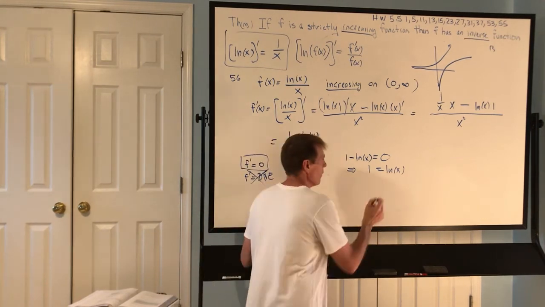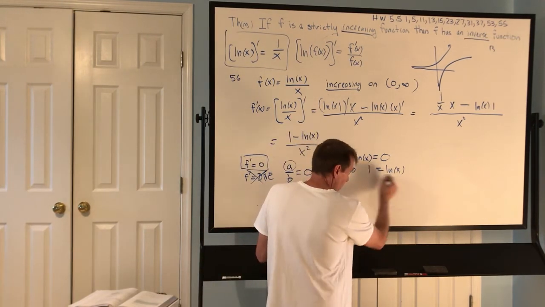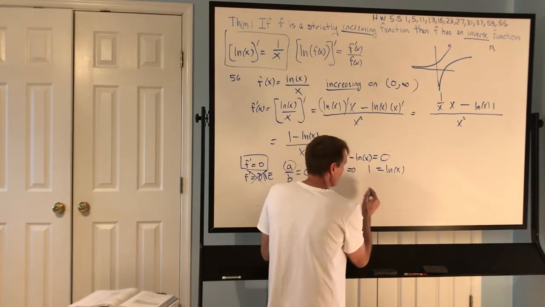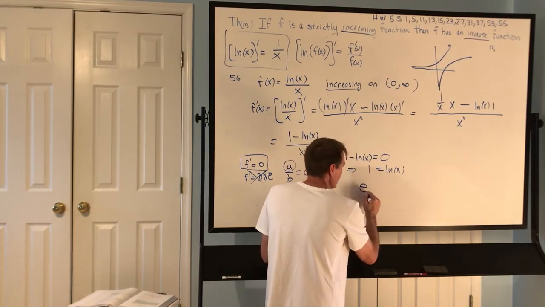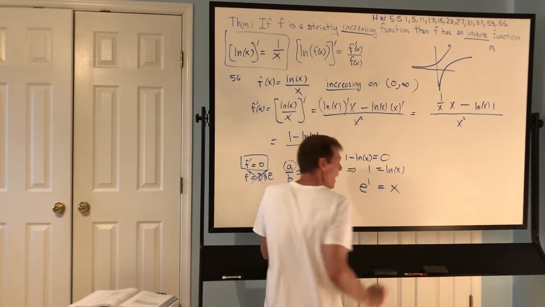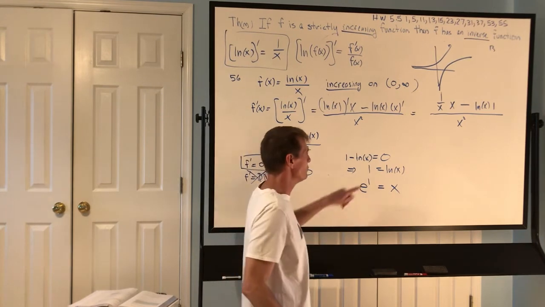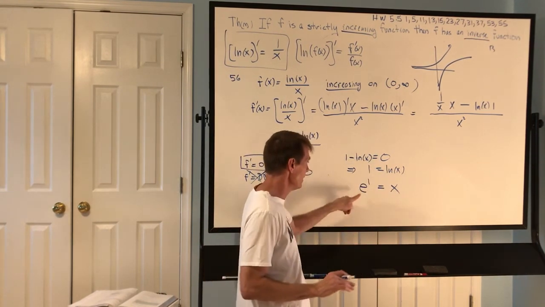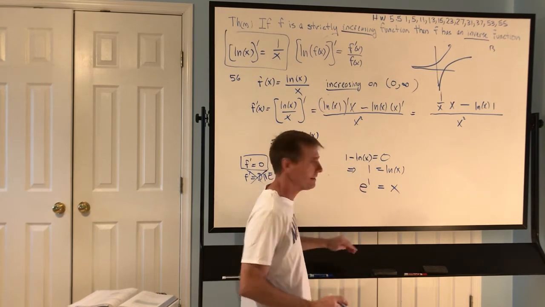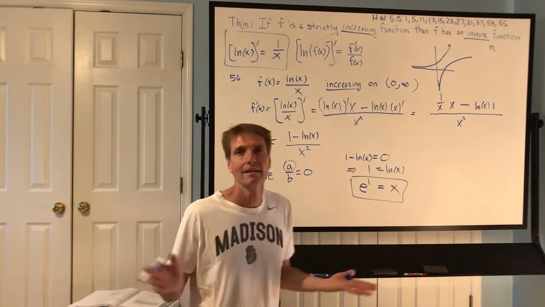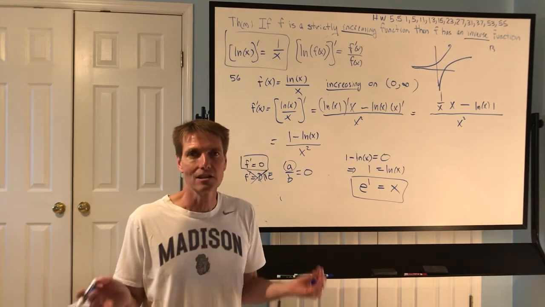If natural log sends x to 1, then natural log's inverse, e to the x, has to send 1 back to x. If natural log sends x to 1, since e to the x is the inverse, then e to the x sends 1 back to x. And we see here that we found x. x is e to the 1.